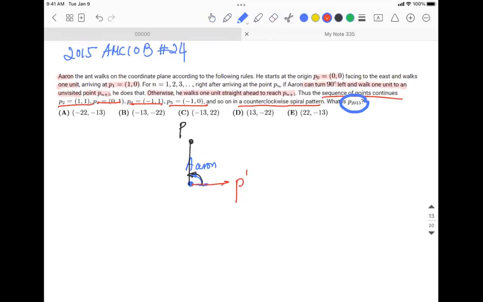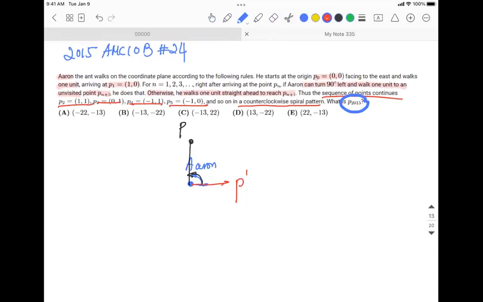So that being said, after Aaron walks, not 2015 steps, after he moves, right? Every time he goes 1 step, he goes to a new point, so on and so forth. After he does 2015, what is going to be the value for his P2015?